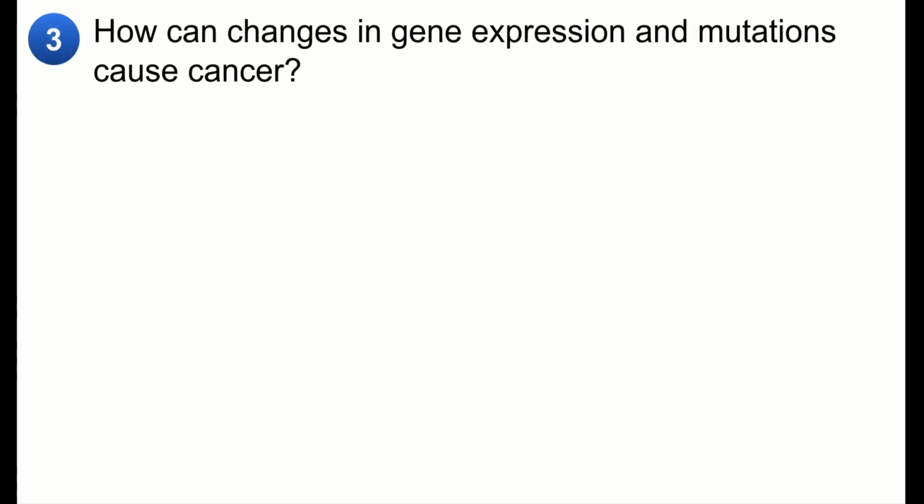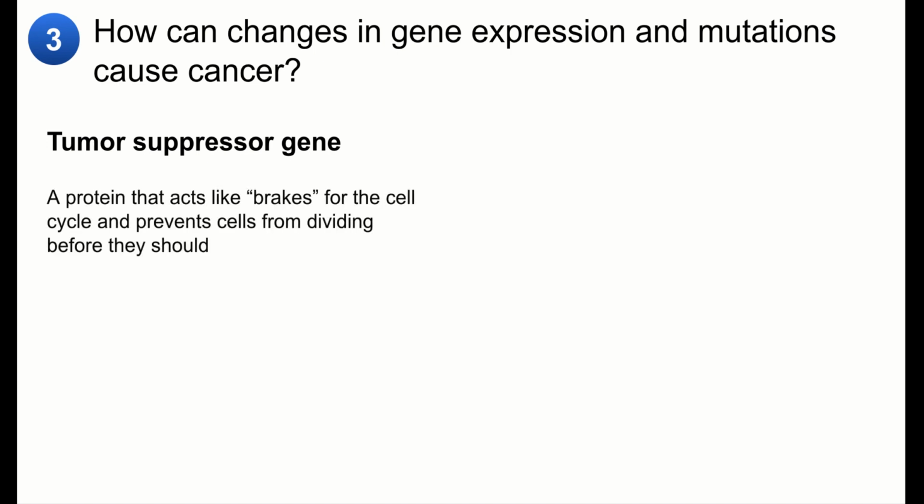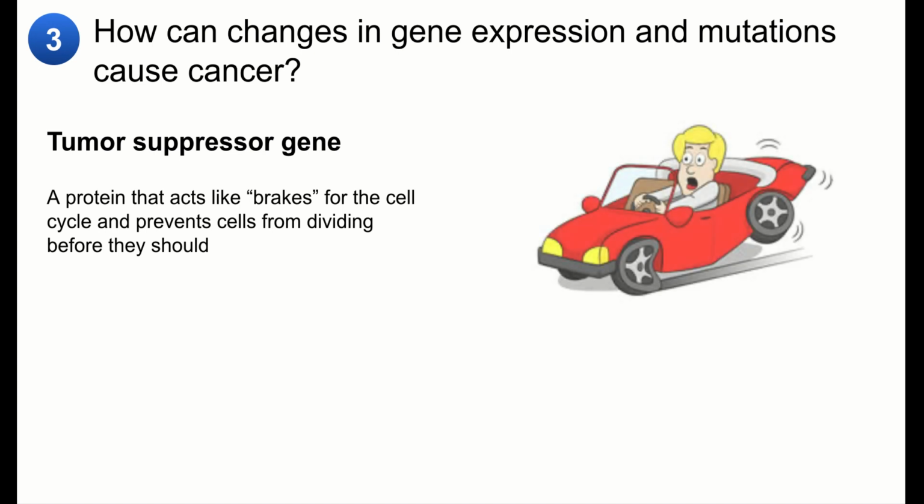How can changes in gene expression and mutations cause cancer? To answer this question, we're going to be looking at 3 different categories of genes or categories of proteins, because remember, I can talk about the hemoglobin gene or the hemoglobin protein. So tumor suppressor genes are genes that code for proteins that act like brakes for the cell cycle and prevent cells from dividing before they should.